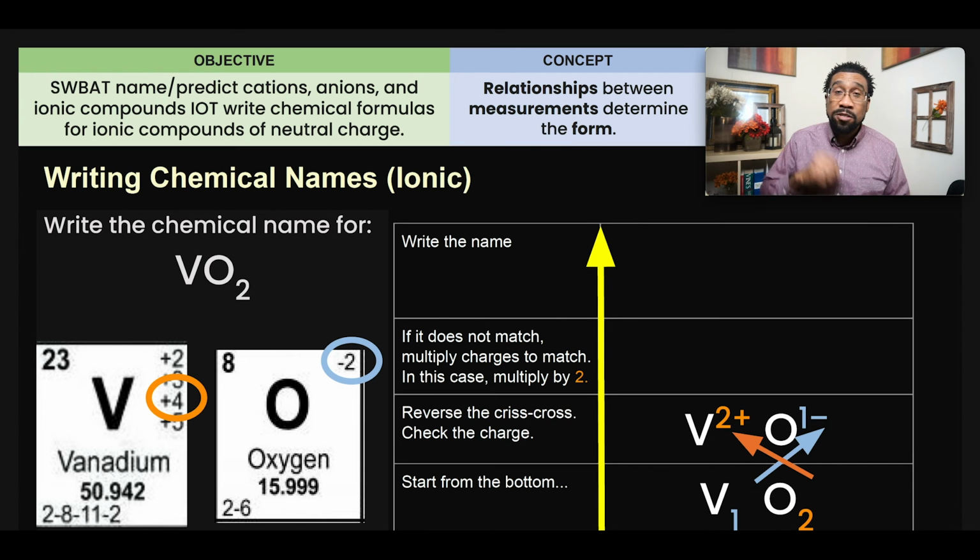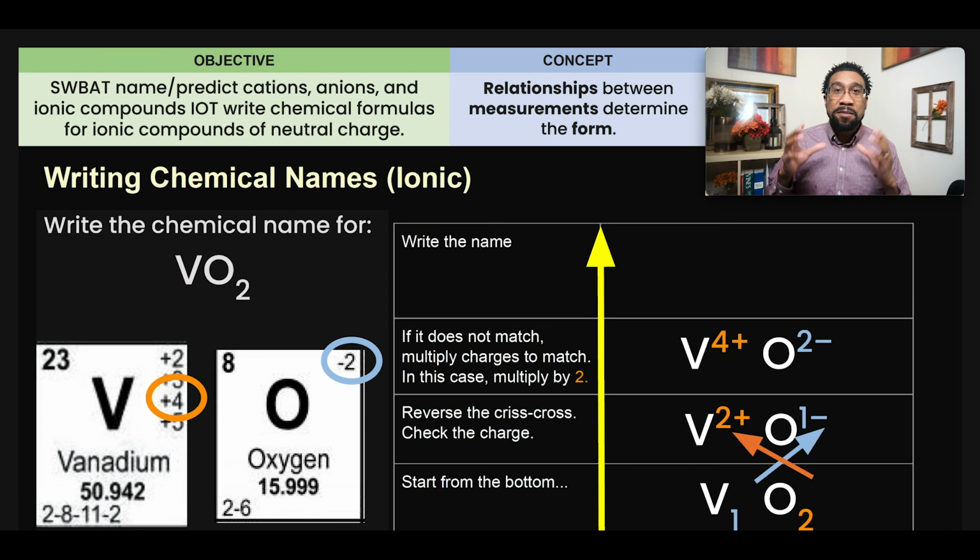Okay, so let's multiply, in this case, by 2. 2 is usually a safe number. In some cases, you're going to have to use 3 or 4. But in most cases, 2 is an acceptable number to start with. So we multiply these charges by 2, and we get V 4+ and O 2-. Let's check that periodic table again. Whoa, I see it. Vanadium can have a +4 charge. And look at that. Oxygen can have a -2 charge. Since both of the charges match now, we are well on our way to getting the correct answer.